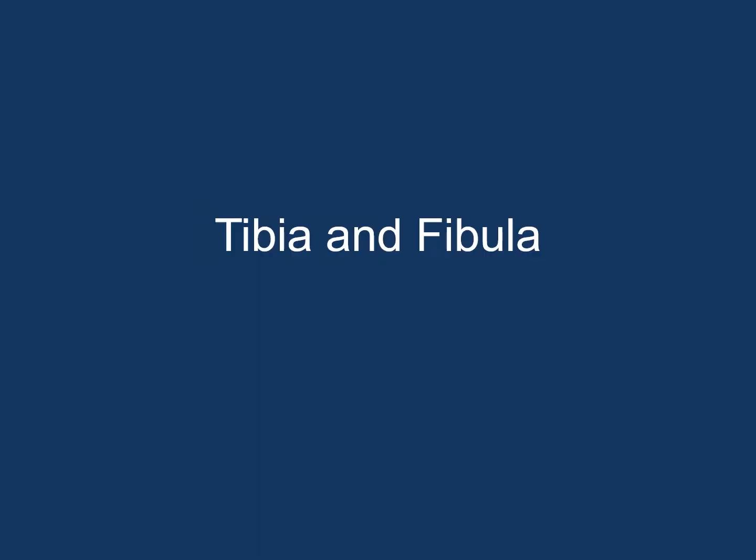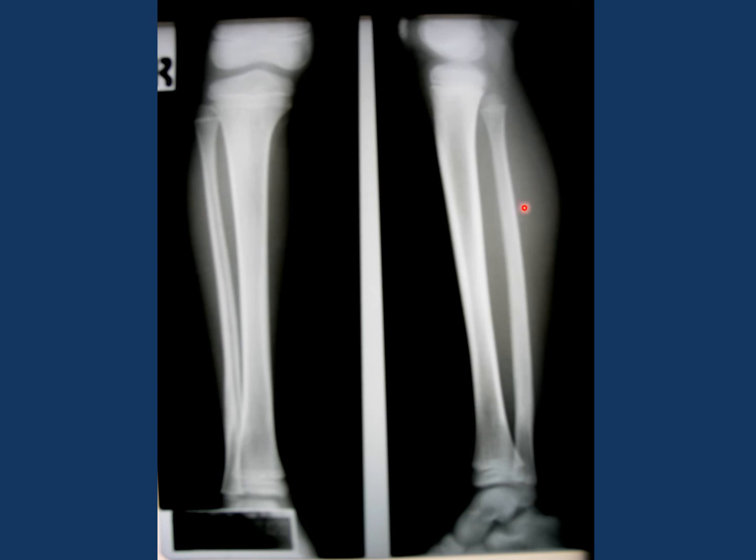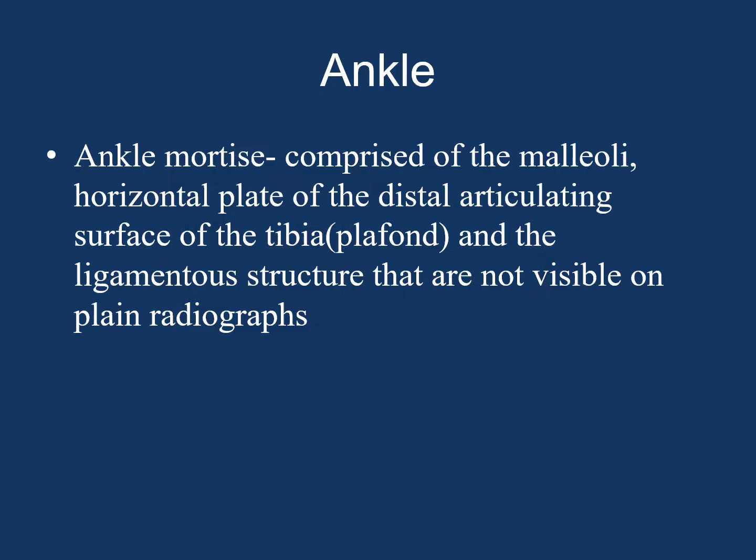Let's go to the tibia and fibula. Here, we see the tibia, we see the fibula. Is this a young or an old patient? Of course, you know that this is a young patient because of the presence of the growth plate or the physis, which is radiolucent. Let's now go to the ankle.